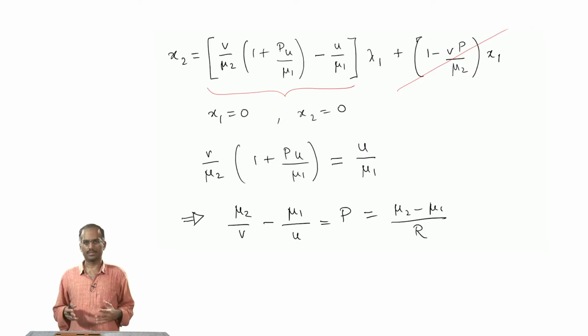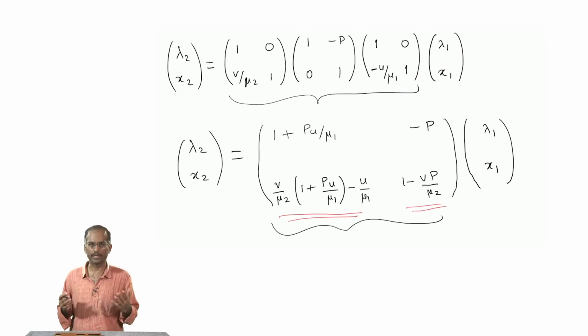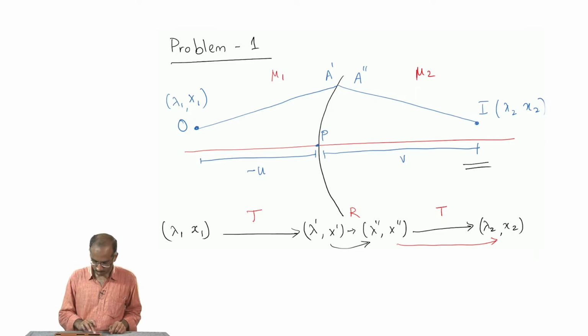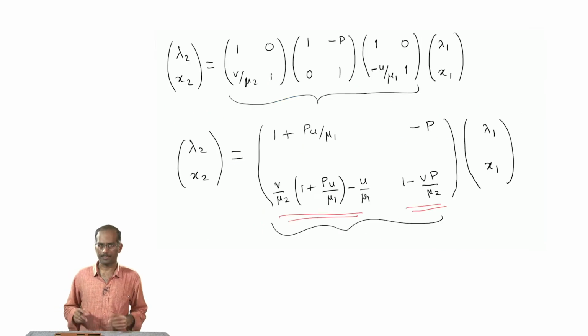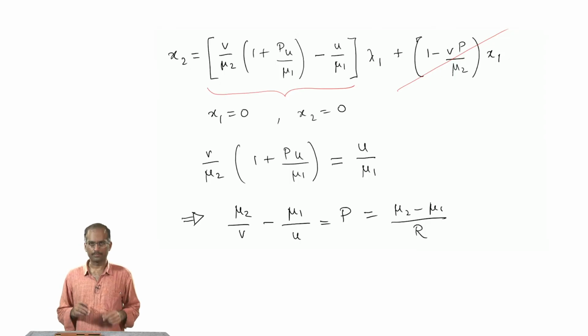Not surprising, this completely tallies with what we had derived before. To get a relation between x 2 and x 1 in the image plane, all I need to do is to substitute for p from what we had just obtained, and if you do that, I urge you to do it yourself and see what happens. That particular element would go to 0 in the matrix.